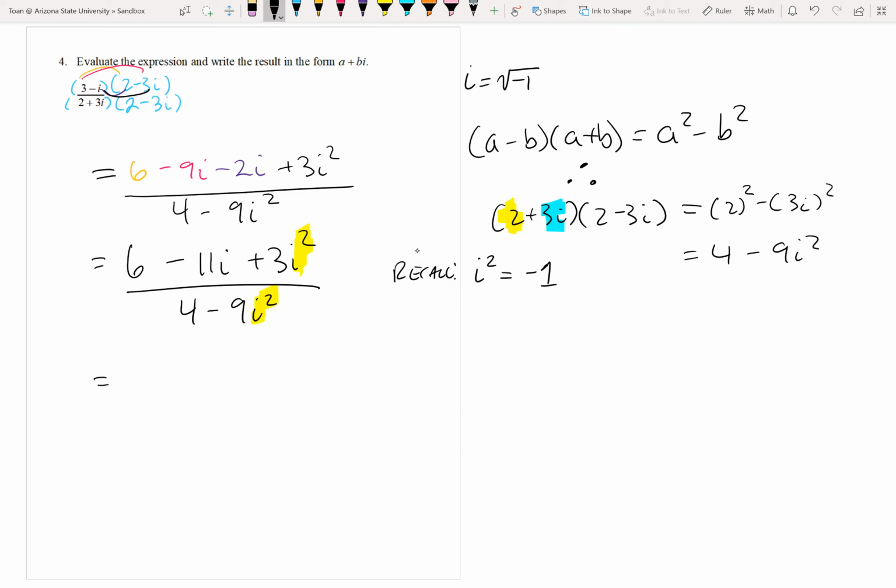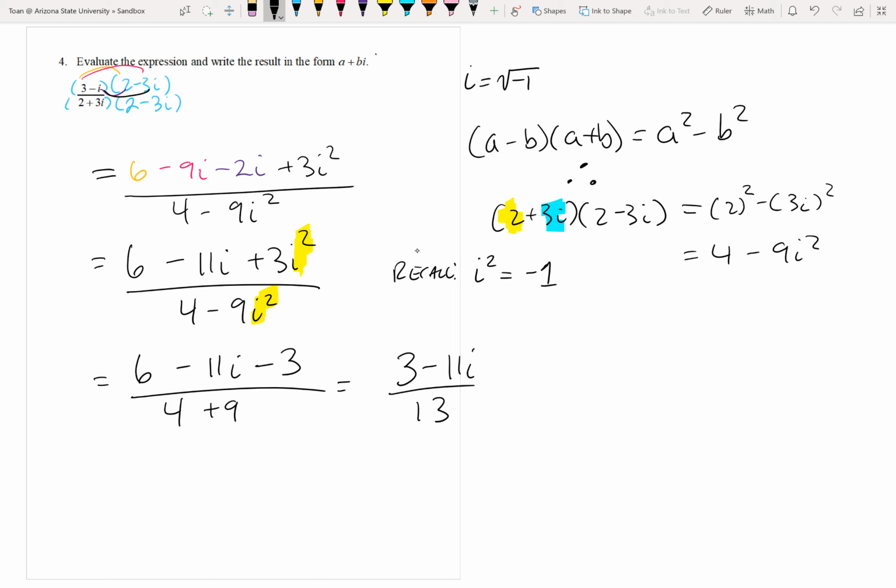When you multiply by negative 1, it just flips the sign. So this becomes 6 minus 11i. Instead of a plus 3i squared, it becomes a minus 3. And then in the denominator, 4, instead of a minus 9i squared, it becomes a plus 9. And then it gives us a grand answer of 3 minus 11i over 13.